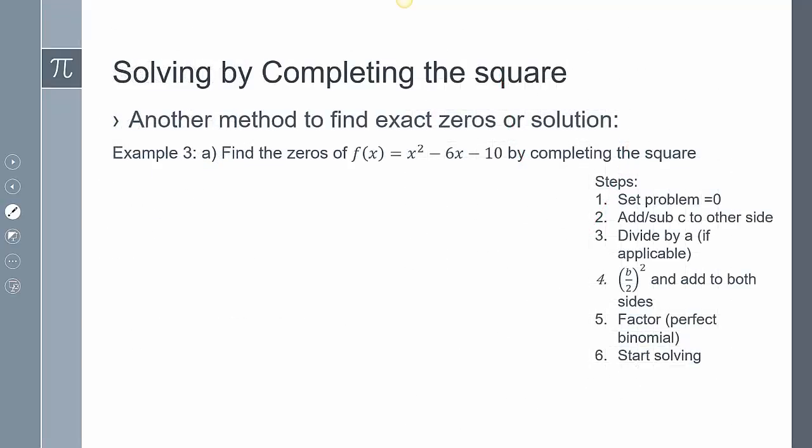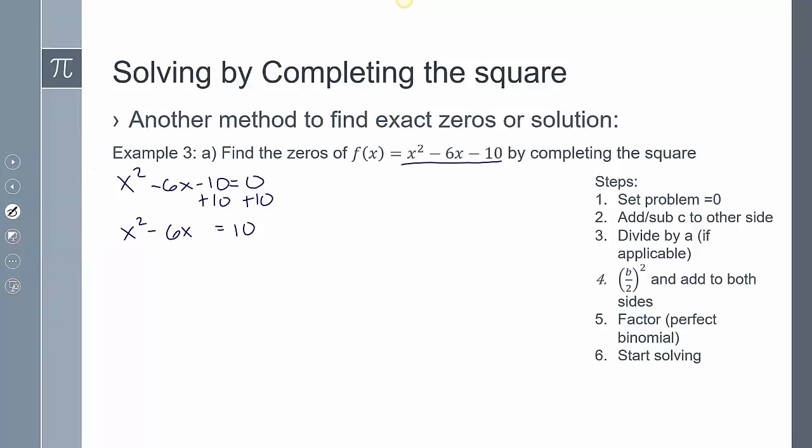Now, another method in finding these zeros is going to be completing the square. Now, the way we do it is we take the problem and we set it equal to 0. So I'm going to say x squared minus 6x minus 10 equals 0. Then I want to add or subtract c to both sides, so I'm going to add the 10 to both sides. And so I get x squared minus 6x equals 10. Then, if I have an a, so that's the number in front here, if I have a number other than 1, I can divide everything by it. I don't, so I don't need to worry about it.